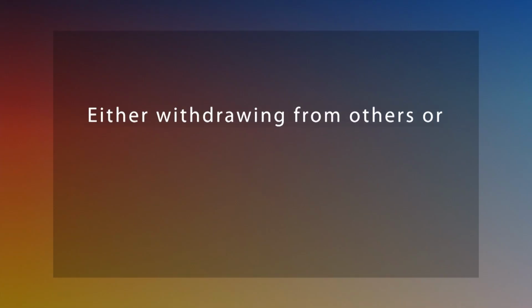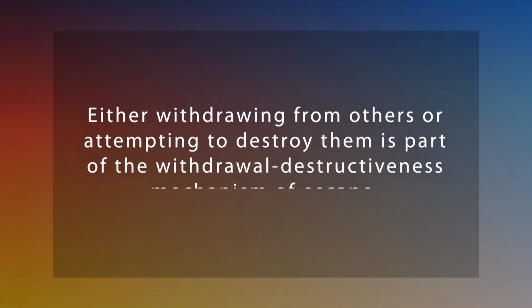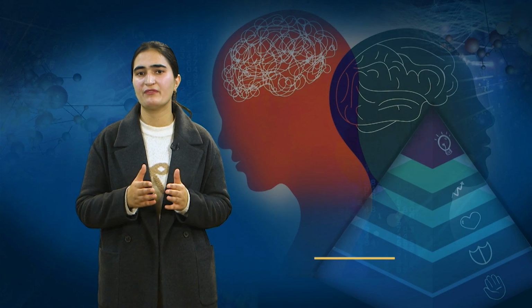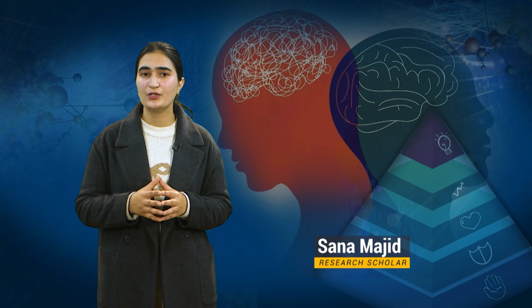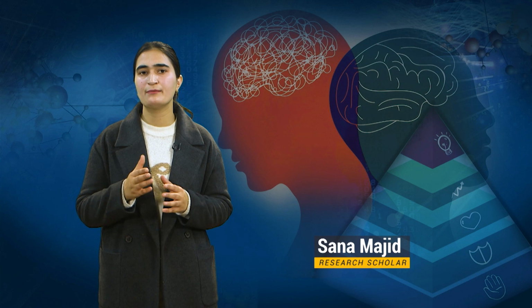Either withdrawing from others or attempting to destroy them is a part of the withdrawal destructiveness mechanism of escape. Both behaviors include keeping oneself apart from others in order to prevent dependency. The foundation for the growth of productive orientation is love, the best means of escape.